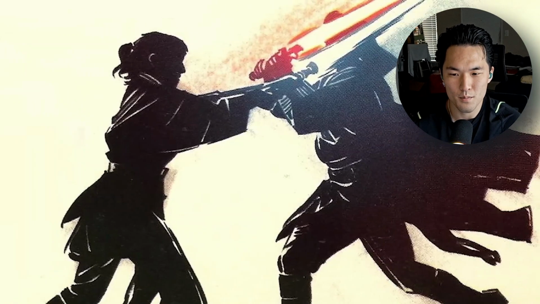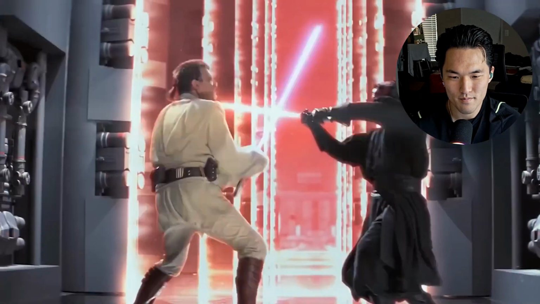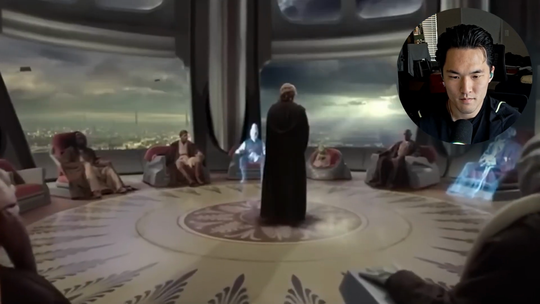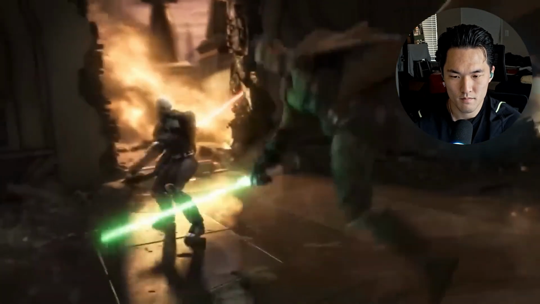Let's begin with the Juyo variant. We'll get to Vaapad in a moment. Juyo's development began from rejected Shii-Cho techniques in the earliest days of the Jedi Order. Eventually, the methods would be recognized by the High Council, who would ban its use. Juyo was even more aggressive than Ataru.